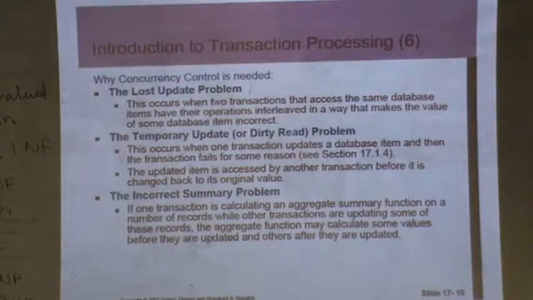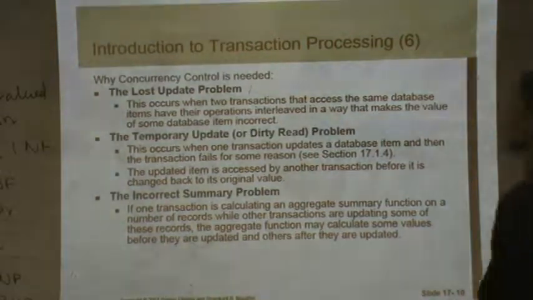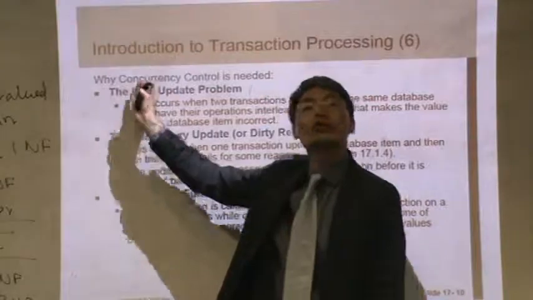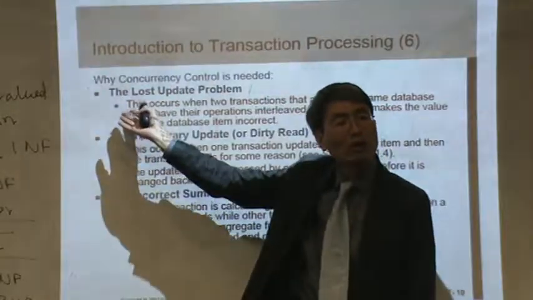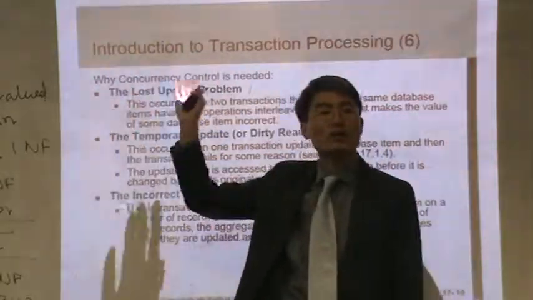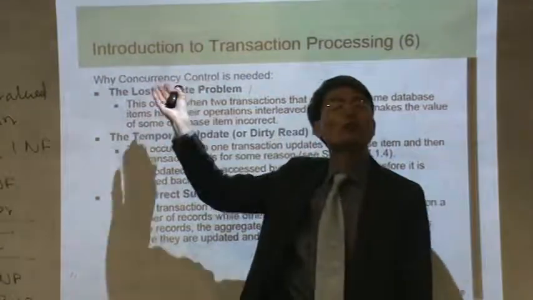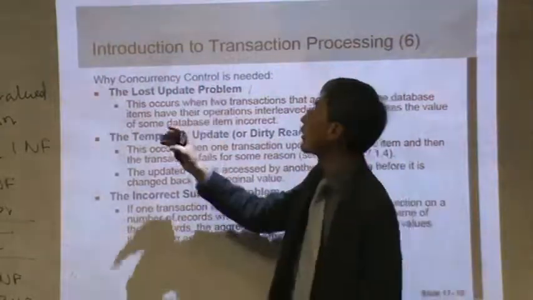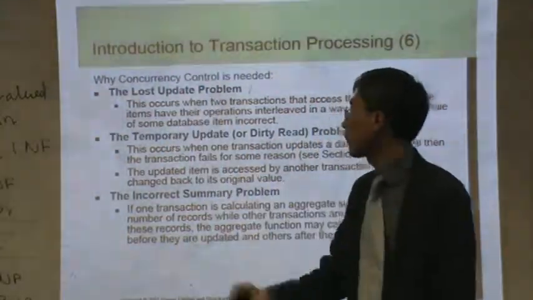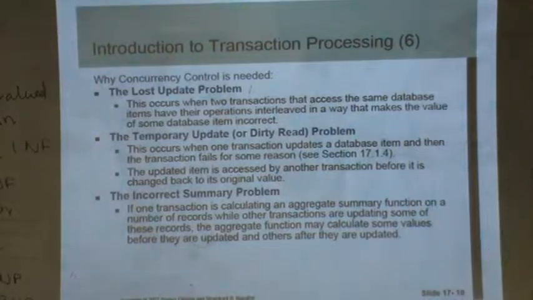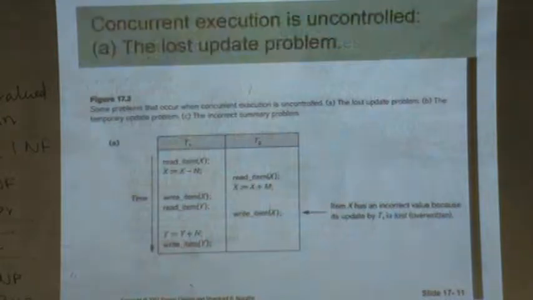Why do we need such a concurrency control? What if, in other words, we do not have such a control? If we do not solve the synchronization problem, what will be the issue? There are the loss of data problem, the temporary update problem, and the incorrect summary problem. From the titles, it's not easy, so we will see examples of such things.